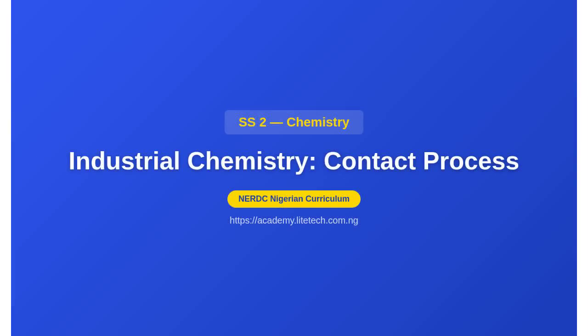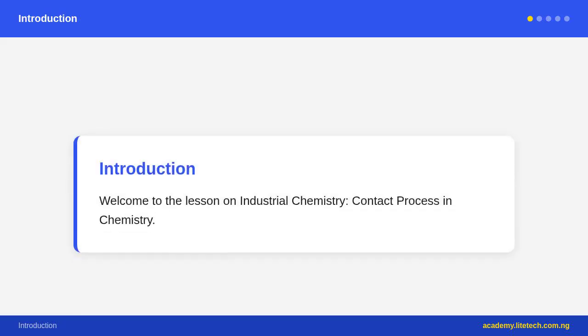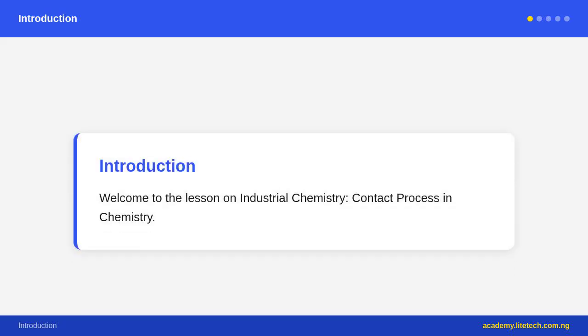Welcome to SS2 Chemistry, Term 3, Week 10. Today we take a focused, deeper look at the contact process, the industrial production of sulfuric acid, the world's most important industrial chemical. Last week we covered the Haber process. This week we examine the contact process in full detail, including all three stages, the chemistry at each stage, the economic rationale for each condition, and the full range of uses of sulfuric acid.